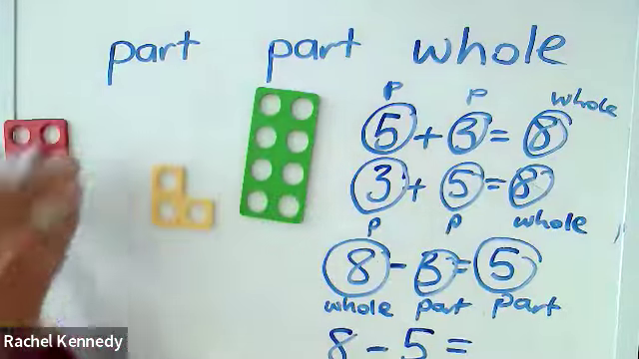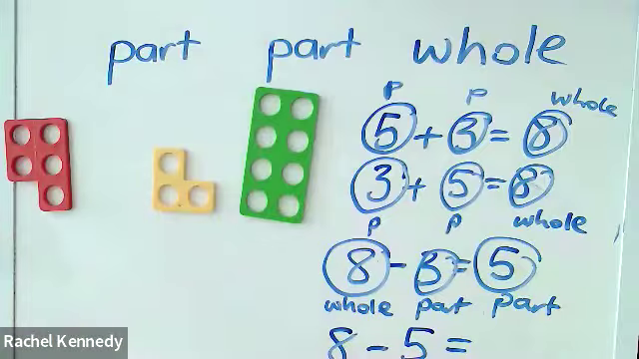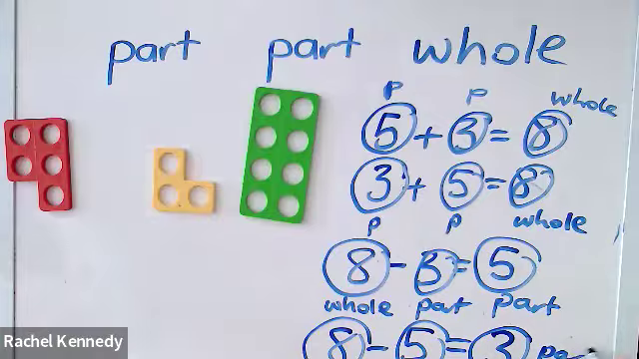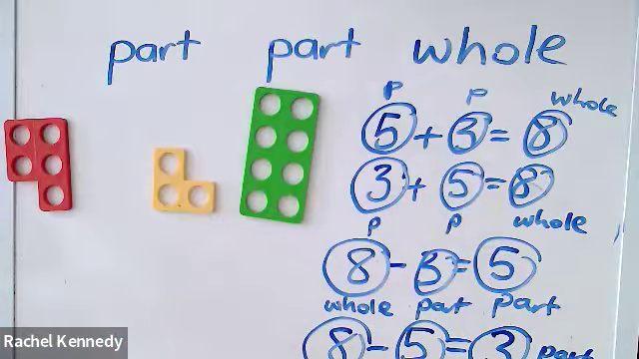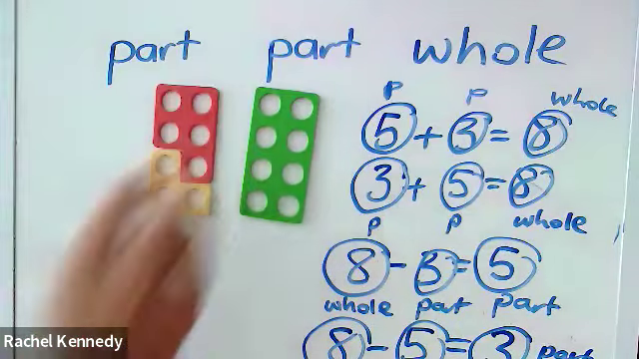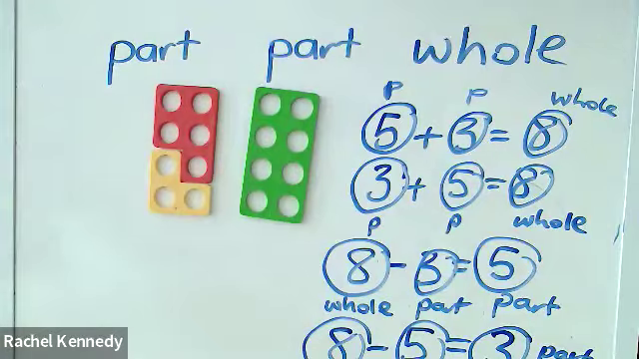If we've taken away that 5, what part do we have left? It's a 3. Okay, so which one was our whole? This was our whole. This was our part. And sorry, I've gone off the screen. And this is the other part. Okay, so we've got that whole and the 2 parts. So with all of this, we want to talk about that relationship between the 2 parts and the whole.